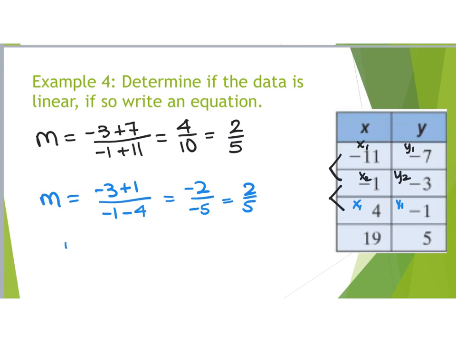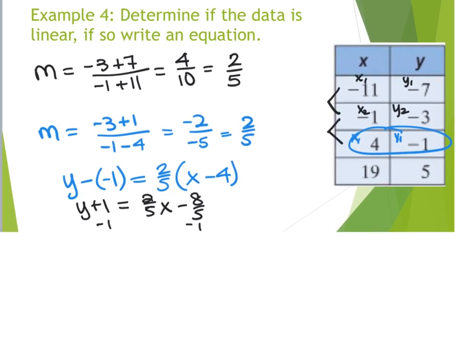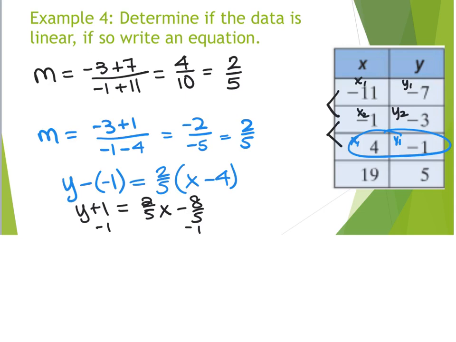Now I just have to write it in point-slope form. A nice point here might be this point, 4, negative 1. So y minus a negative 1 equals my slope, which was 2/5, times x minus my x value, which is 4. Now when I distribute and simplify, I have y plus 1 equals 2/5 x minus 8/5. I have to subtract 1 from both sides. When I do that, I have to get a common denominator. So I end up with y equals 2/5 x, and I have negative 8/5 minus 1, which is really negative 8/5 minus 5/5, or negative 13/5. So my equation ends up being y equals 2/5 x minus 13/5.